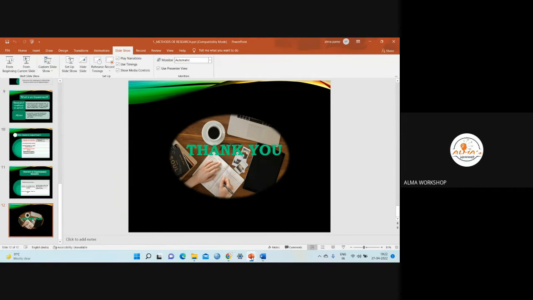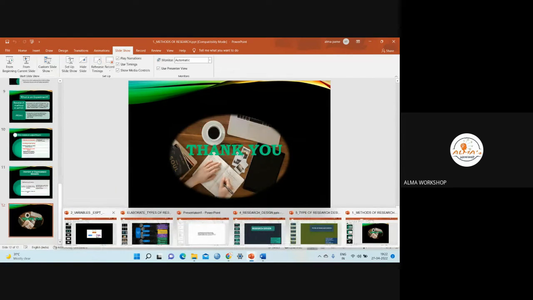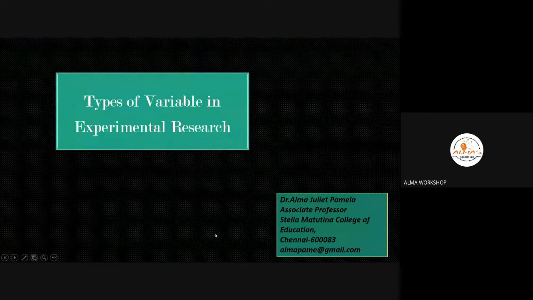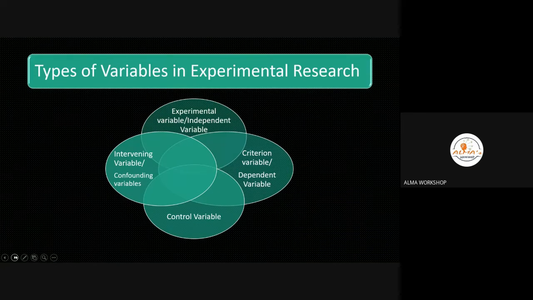So the next is, I have short slides only so that it is easy for us to understand. What are the variables that are involved in experimental research design? We are supposed to know what variables we are associated with when we talk about research, especially experimental research. Already we know that the independent variable and dependent variable are there for experimental research, right?